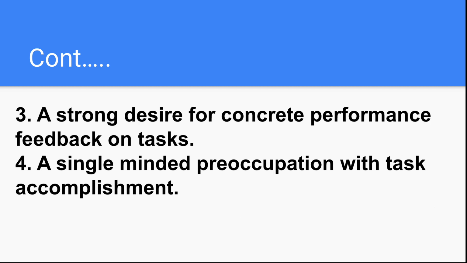Clear? Fourth one is a single-minded preoccupation with task accomplishment. Yes, a person with high need for achievement is always occupied with task accomplishment. He is always concentrating on accomplishing the task, accomplishing the assigned work. Clear? This is all about the first part, that is need for achievement.